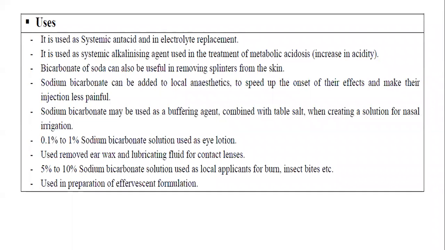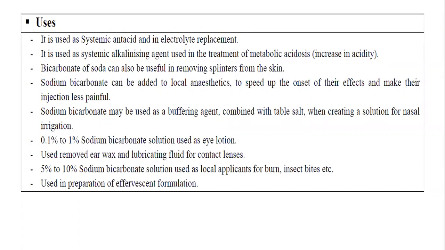Any idea what a local anesthetic is? You all know what anesthetics are, right? I'm sure you have a little bit of idea as to what anesthesia is. Yes, ma'am. Okay, so in anesthesia there are two types, which you will be studying further along: local anesthesia and general anesthesia. General means your whole body will be put to sleep. Local means only a particular part of the body, wherein the treatment or surgery has to be done, only that part will be numbed. So sodium bicarbonate can be added to local anesthetics to speed up their effects and to make the injection less painful.